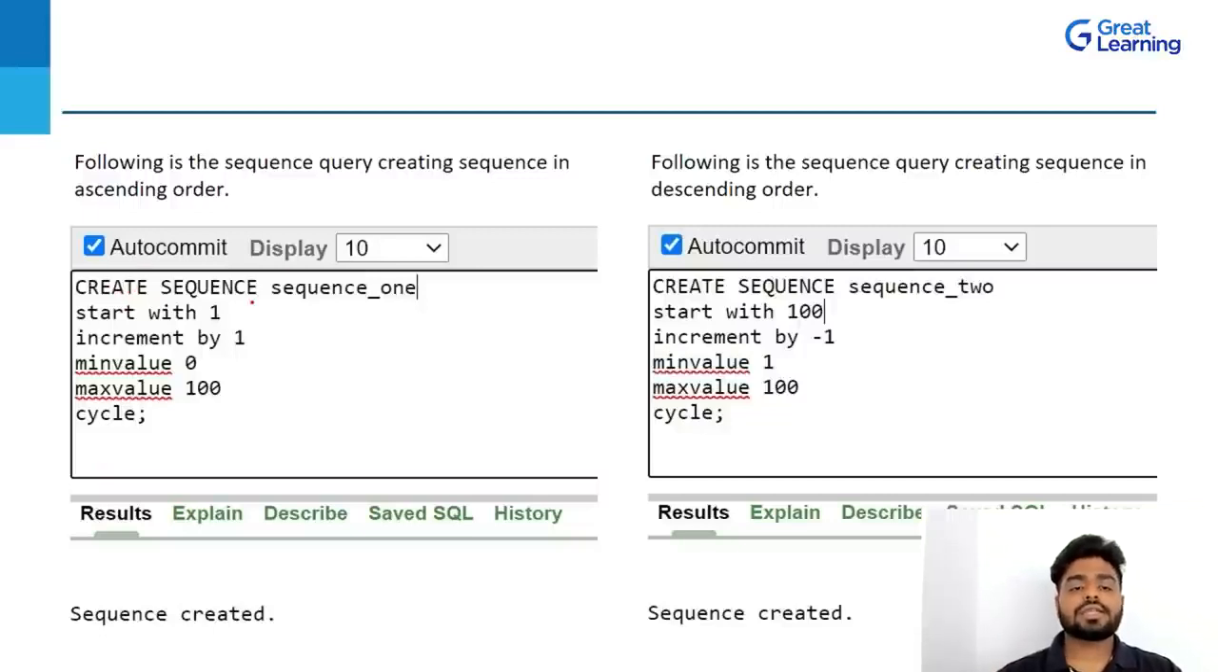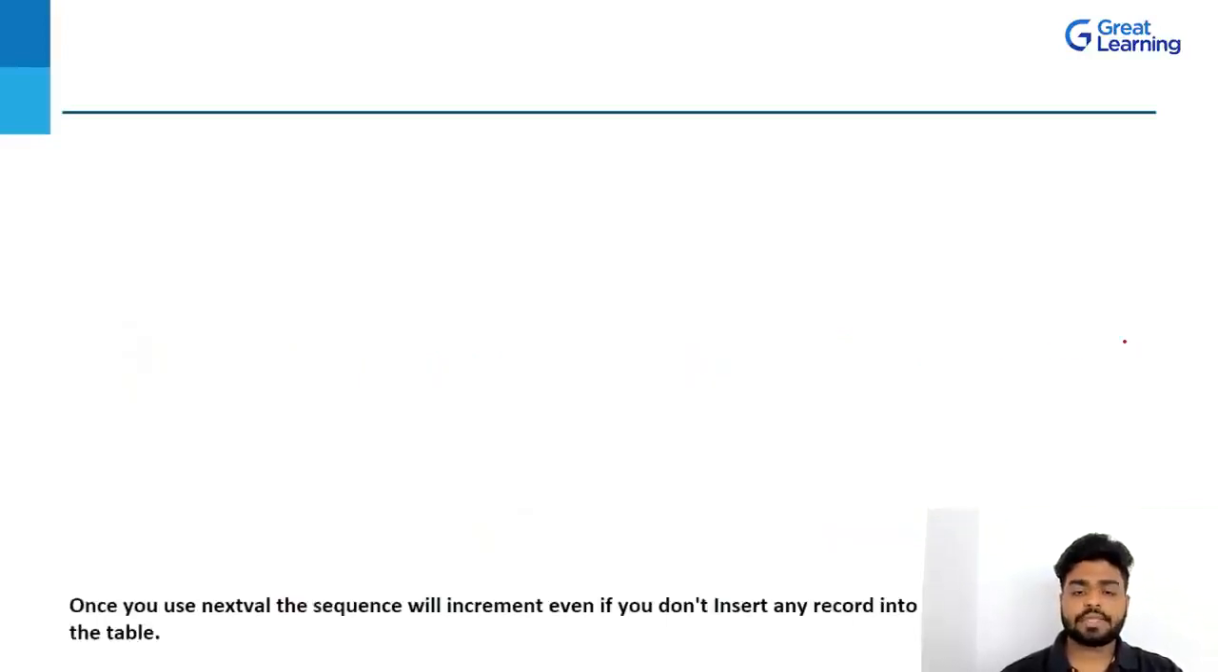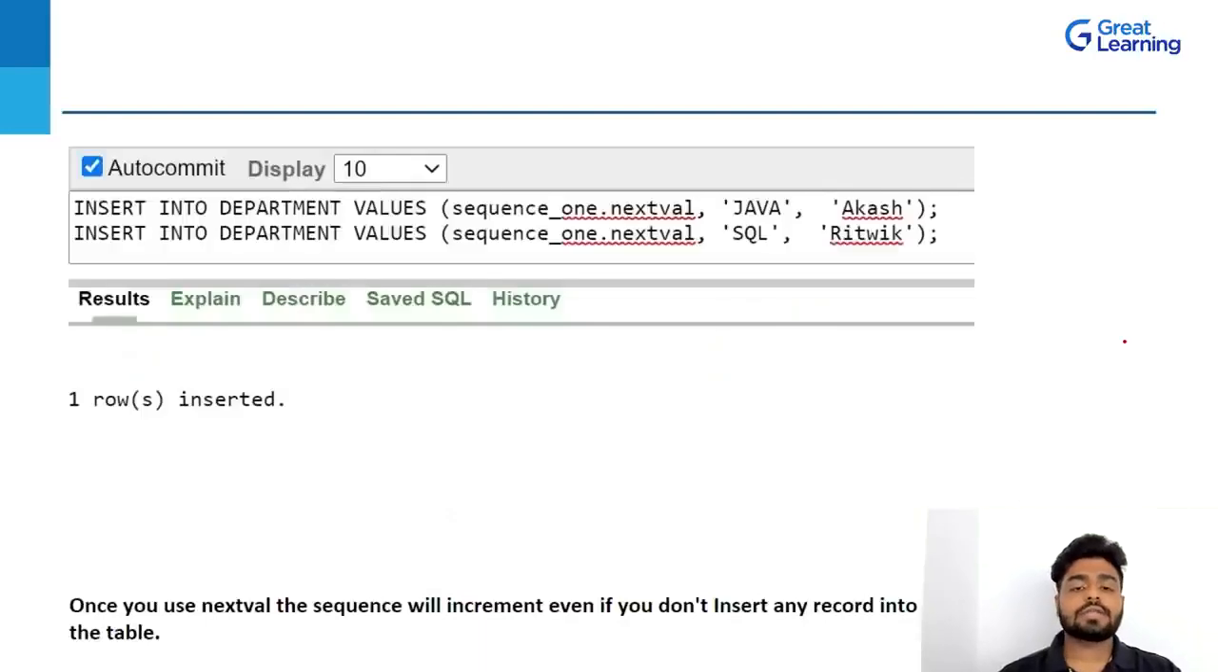So you can see create sequence 1, start with 1, increment by 1, minimum value 0, maximum value 100, right? So this particular value will start with 1 till 100. Same way, increment by -1, minimum value 1, maximum value 100. So this is nothing but to do it in descending order because I'm doing -1. So starting from 100, it will go 99, 98 and goes on.